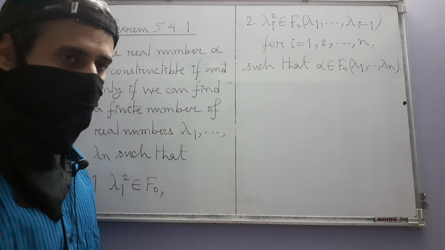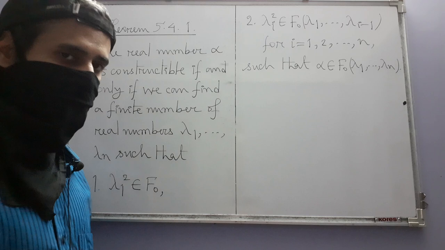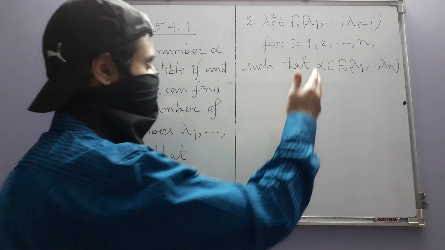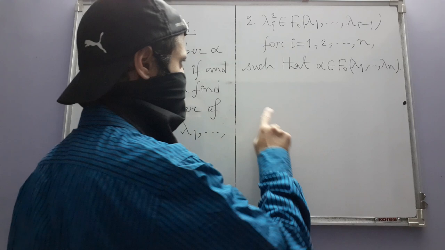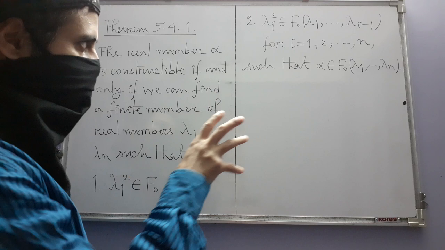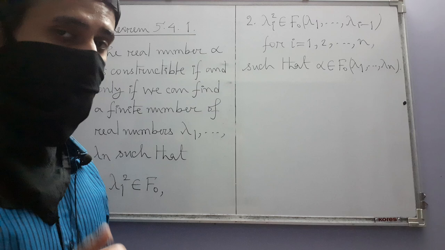That is, the square of the first lambda belongs to the field of rational numbers. And the square of the ith lambda belongs to this extension of the field of rational numbers obtained by adjoining the previous lambdas to it. Okay, and such that alpha itself belongs to the extension obtained by adjoining all the lambdas to the field of rational numbers. So this is a necessary and sufficient condition for alpha to be constructible. So let's now see the proof.